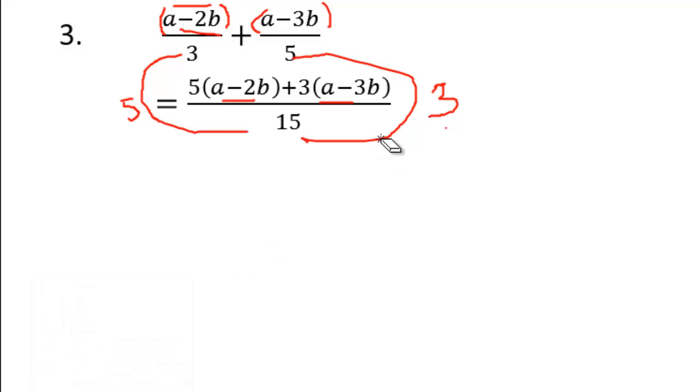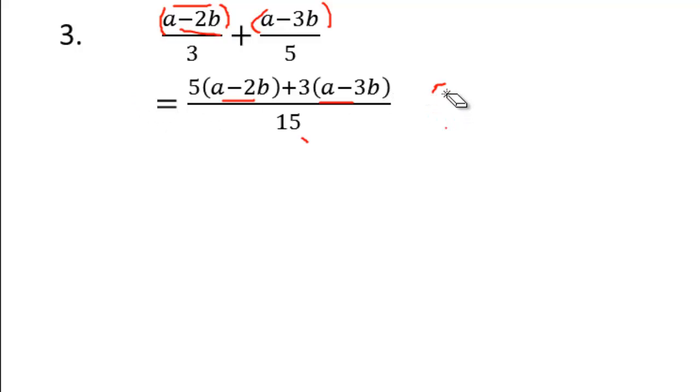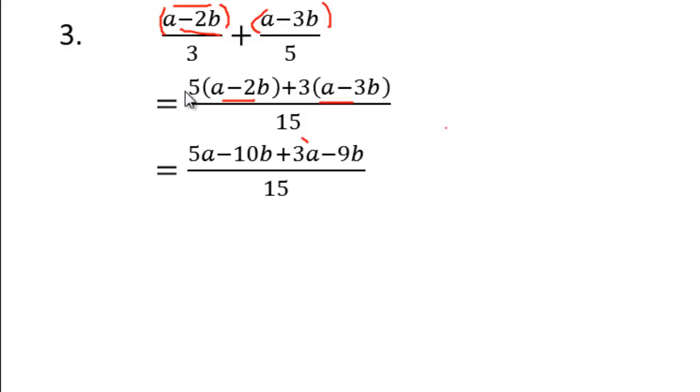I think it's very simple, and you can understand this. It's very clear. So let's move further. Having done that, what you are going to do is open the bracket of all the numerators and expand the bracket, which is going to be 5 times a, which is 5a, minus 5 times 2b, which is minus 10b, and then plus 3 times a is plus 3a, and then plus 3 times minus 3b, plus times minus is minus, and 3 times 3 is 9, which is 9b. Are you following now? Divided by the LCM, which is 15.